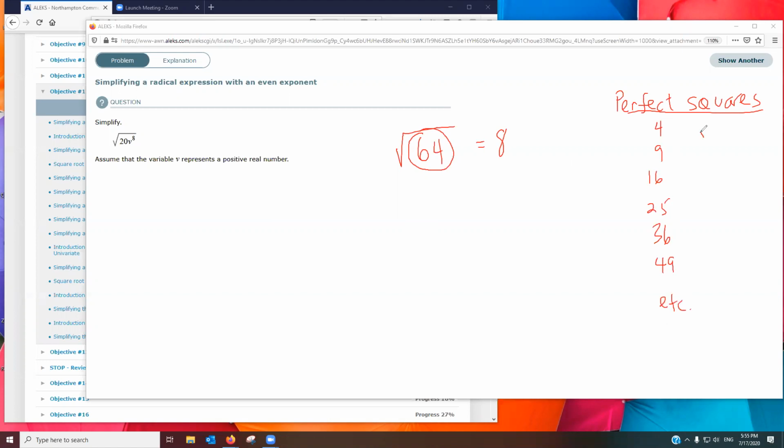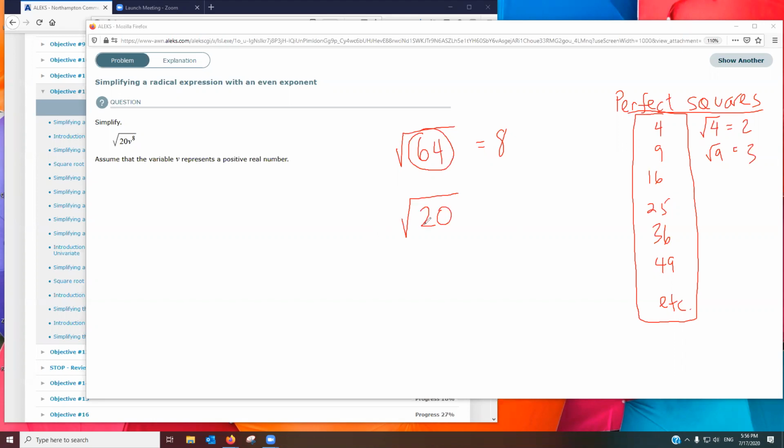Because if I take the square root of 4, I get the answer 2, the square root of 9, I get the answer 3, and so on. If you go to the reference packet and go back to the back of the packet and look at the multiplication table, you'll notice that these perfect squares are listed on the diagonal of that multiplication table. All right, but sometimes we might want to take the square root of a number that's not a perfect square.